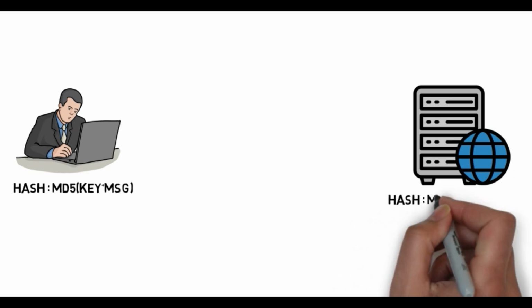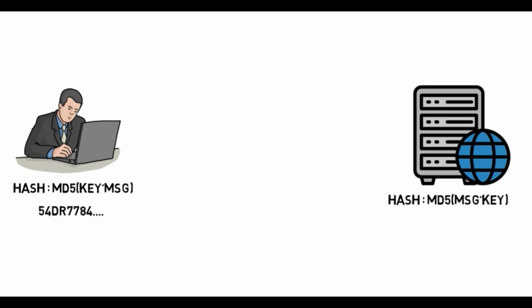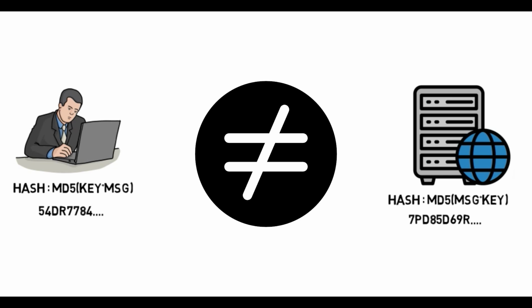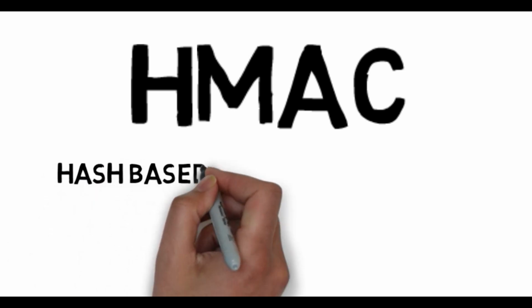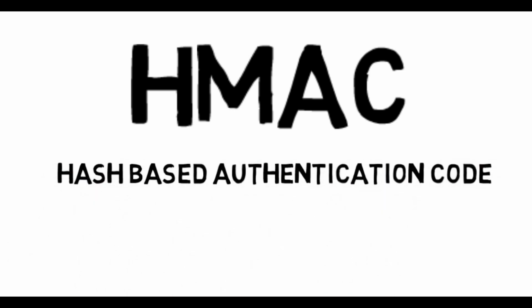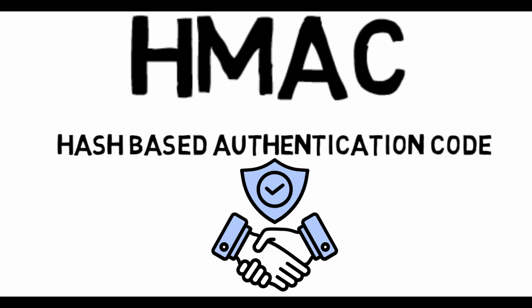Because if the client calculates the hash of key plus message and the server calculates the hash of message plus key, there is no way those two values are going to match, even though it's the same key. So the client and the server must agree on a key and also on the combination of the key and the message. The industry standard implementation of MAC, which means how the key and the message should be combined, is called HMAC, hash-based message authentication code. And that's how SSL/TLS provides data integrity.